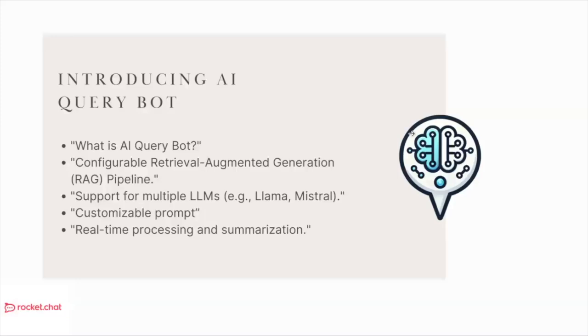Enter the AI Query Bot, an intelligent app that can be used in any Rocket.Chat channel. This bot uses a technology called a retrieval augmented generation pipeline, which means it can retrieve relevant information from your chat history and generate intelligent responses or summaries in real time. Let me briefly walk you through some of its key features.